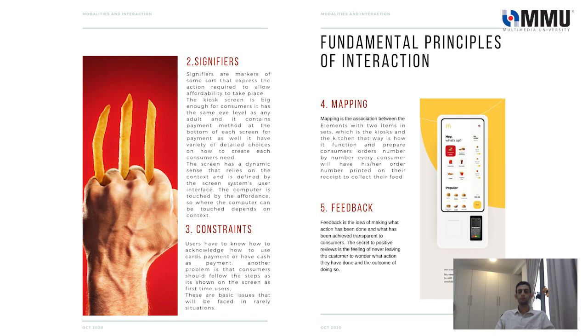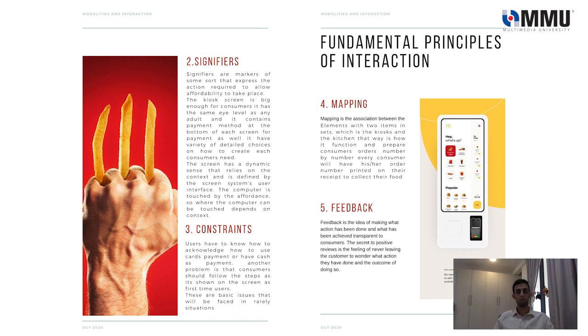Moving on to the second point, signifiers. Signifiers are the actions required to allow affordance to take place. The kiosk screen was designed to be big enough for customers to be at the same eye level as any adult. The screen is touched by the user, so where it can be touched depends on the context.